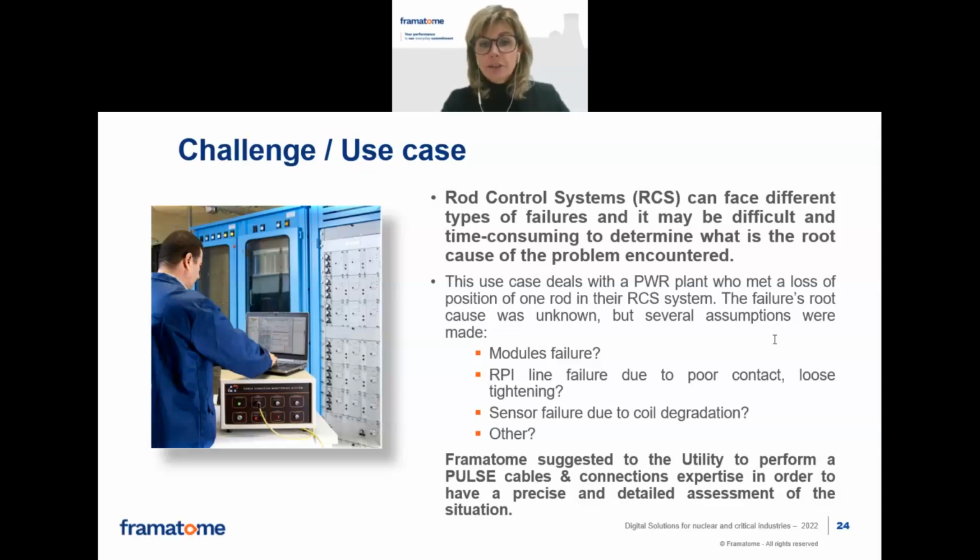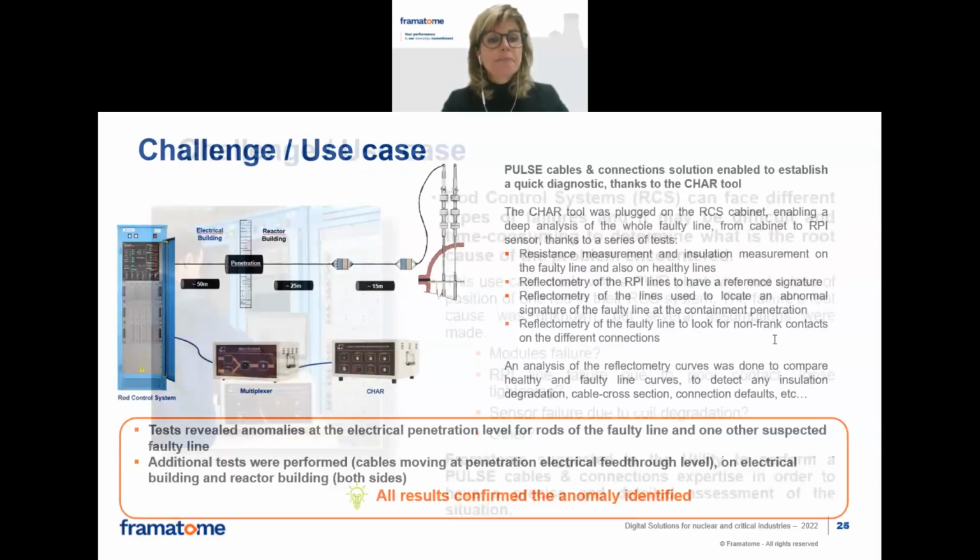So the utility turned to Framatome to ask for support, and we suggested to perform a Pulse cables and connection expertise, enabling a more precise assessment of the situation. Next slide, please.